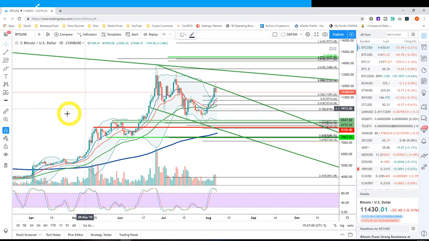Let's see. Have I looked at the gold weekly and compared it to BTC daily? I have not. I haven't looked at the gold weekly. Let me go see if I can pull this up. Give me one second, guys.